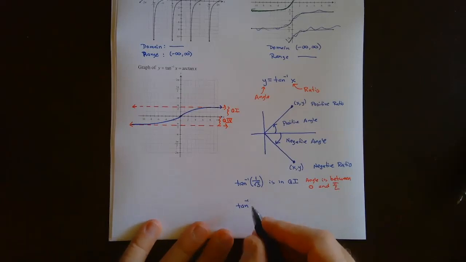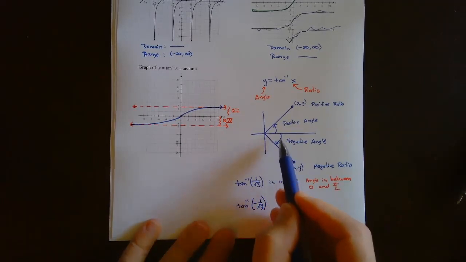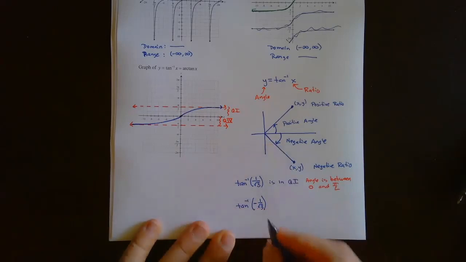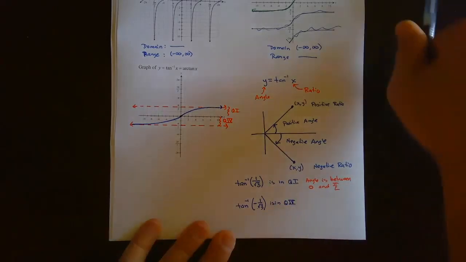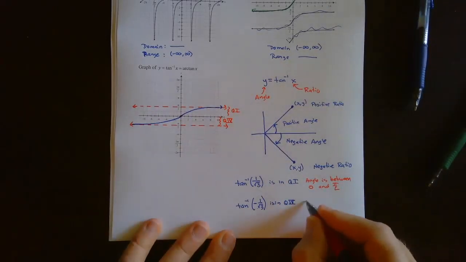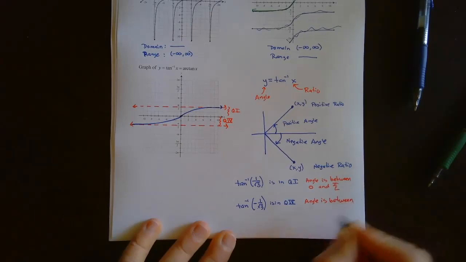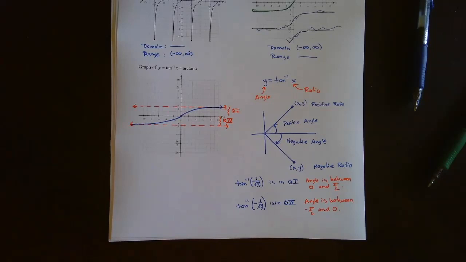So what if we have negative 1 over the square root of 3? Well, that's a negative ratio, so we have to rotate down into the fourth quadrant, going clockwise. So this is in quadrant 4, and I know the angle I get out of this is between negative pi over 2 and 0. And if it's between negative pi over 2 and 0, it would have to be a negative angle.